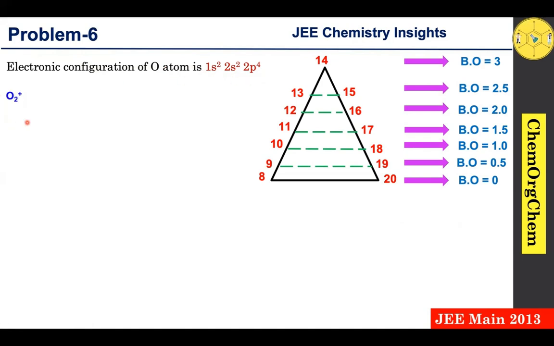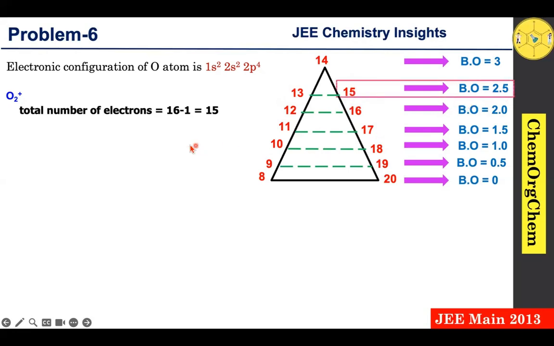The first oxygen species is O2+. Here, two oxygen atoms give 2 into 8 equal to 16. There is a positive charge, which means we need to subtract one electron, so the total number of electrons is 15. Looking at 15 in the diagram, the bond order is 2.5. So the O2+ bond order is 2.5.